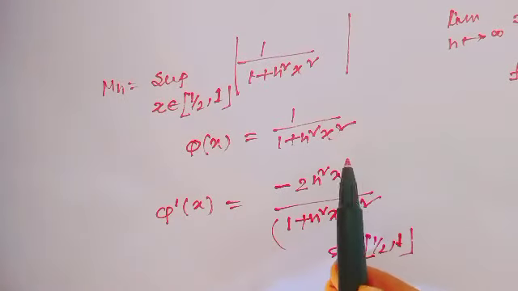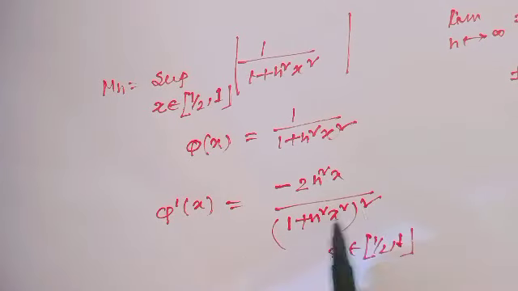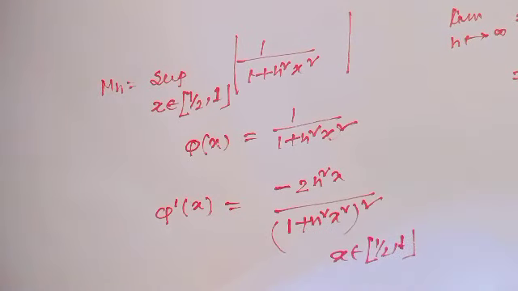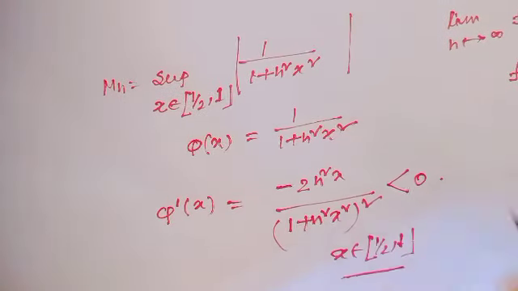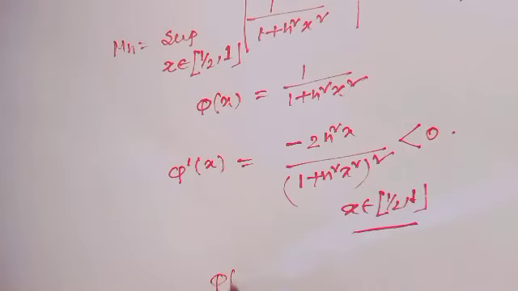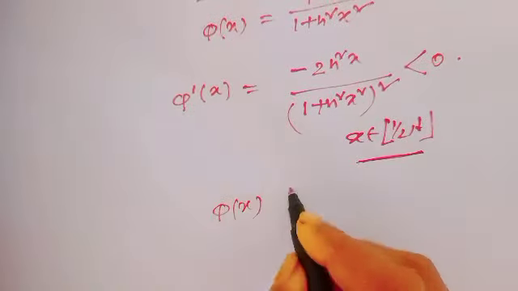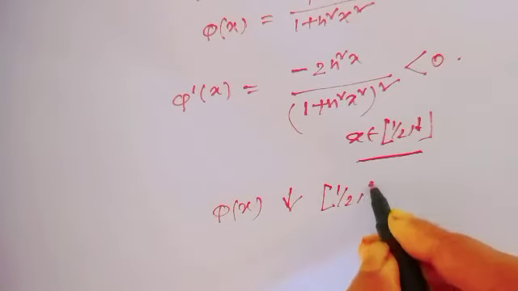To find the maximum, find phi prime(x). This would be minus 2 n square x over (1 plus n square x square) whole square, and this is true for all x belonging to [1/2, 1]. And notice for this interval, this value is always strictly less than 0. That means phi(x) is a monotone decreasing function in the interval [1/2, 1].